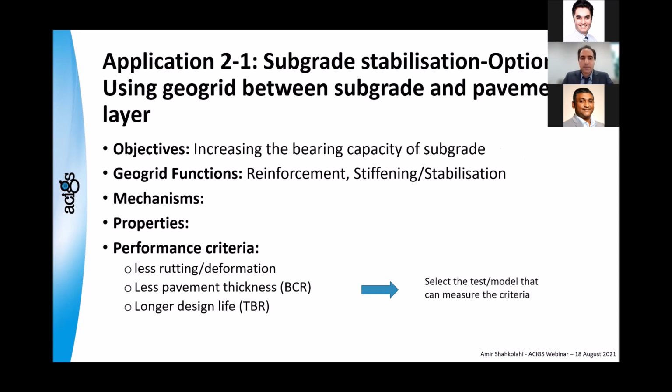The geogrid functions can be reinforcement and stabilization or stiffening. Mechanism and properties, I will tell you about that in future slides. The performance criteria can be less rutting or BCR or TBR.